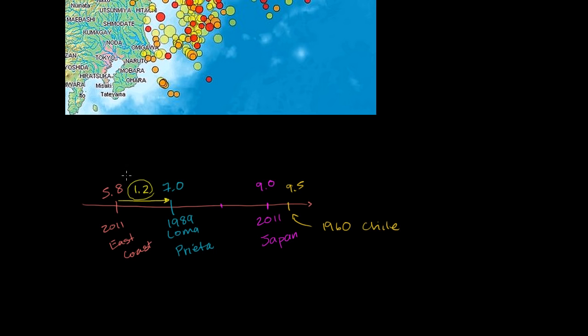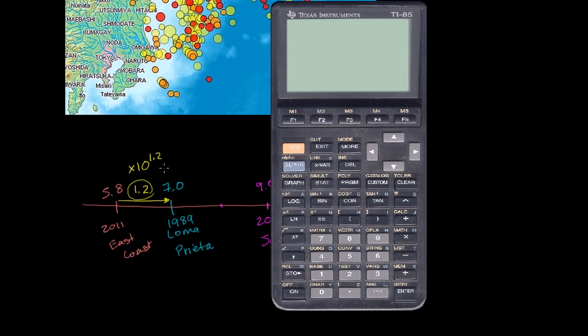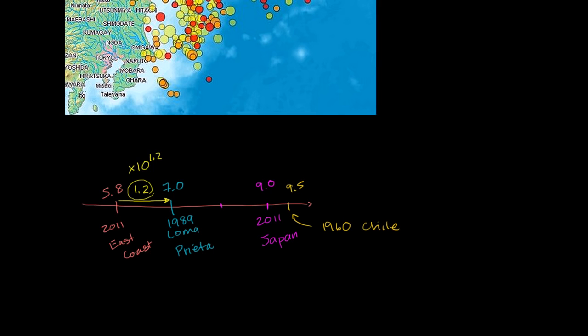You're scaling by 10 to the 1.2 power. So this is times 10 to the 1.2 power. So I'll get my calculator out right over here, and let's figure out what that is. You can imagine what it's going to be. 10 to the first power is 10, and then you have 0.2. It's 15.8, so it's roughly 16 times stronger.